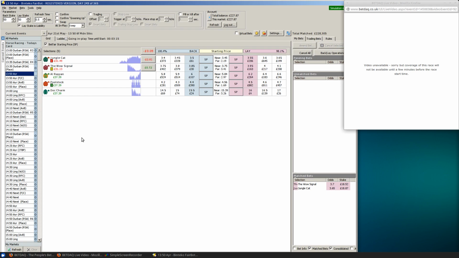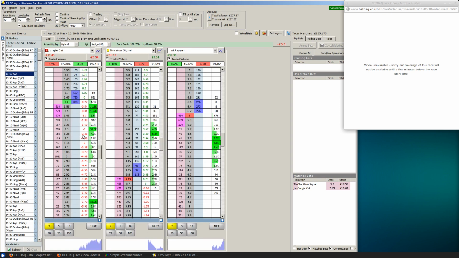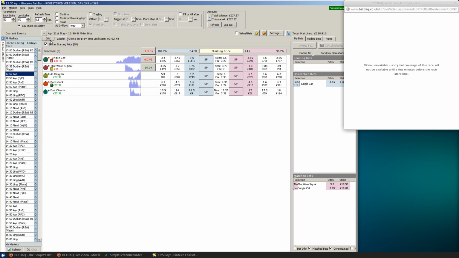The point being is, in this particular case, we'll be trading out. So let's just trade out, and see if we can trade out for a zero. If I switch to the ladder and we put a lay in, well, that looks as if it's going to go up. Let's see if Jungle Cat comes in. The point being here is that if Jungle Cat then comes up a little bit and actually gets traded out at 3.65, I'll still have a £50 liability on the WOW signal.